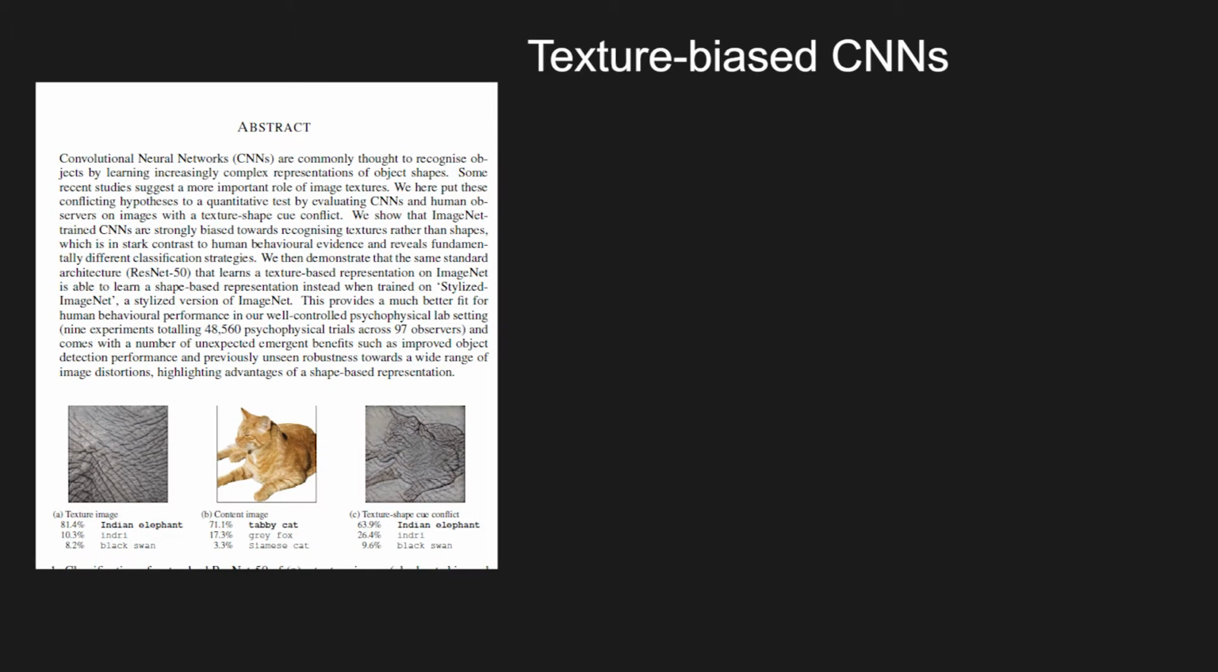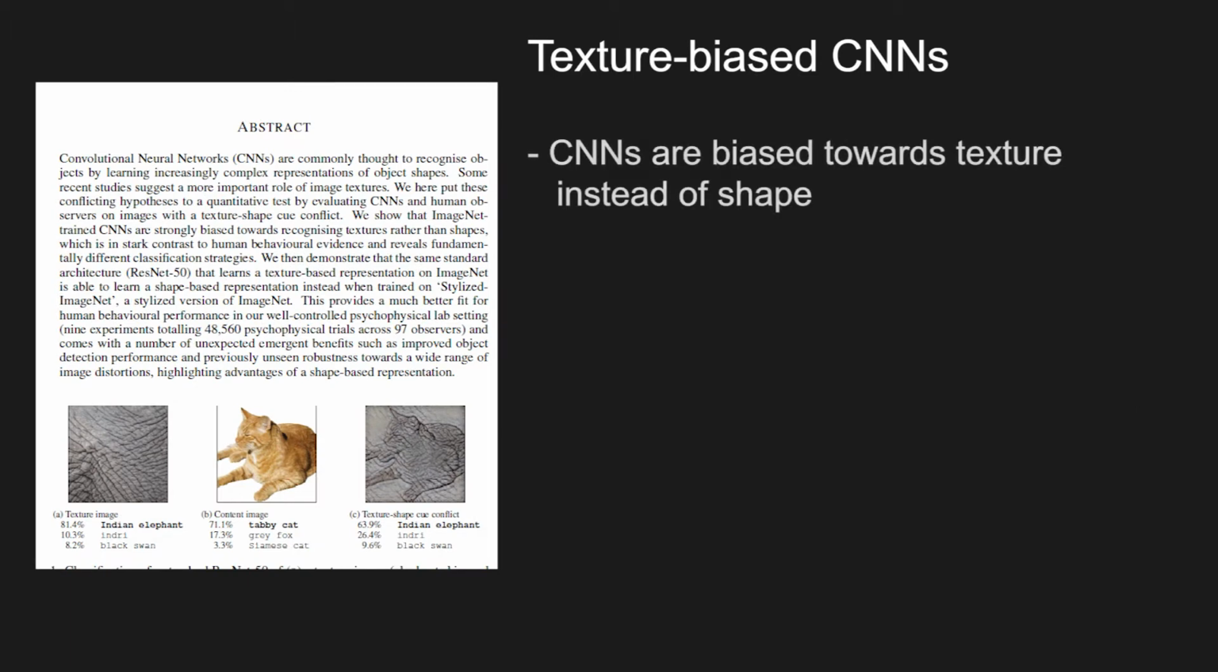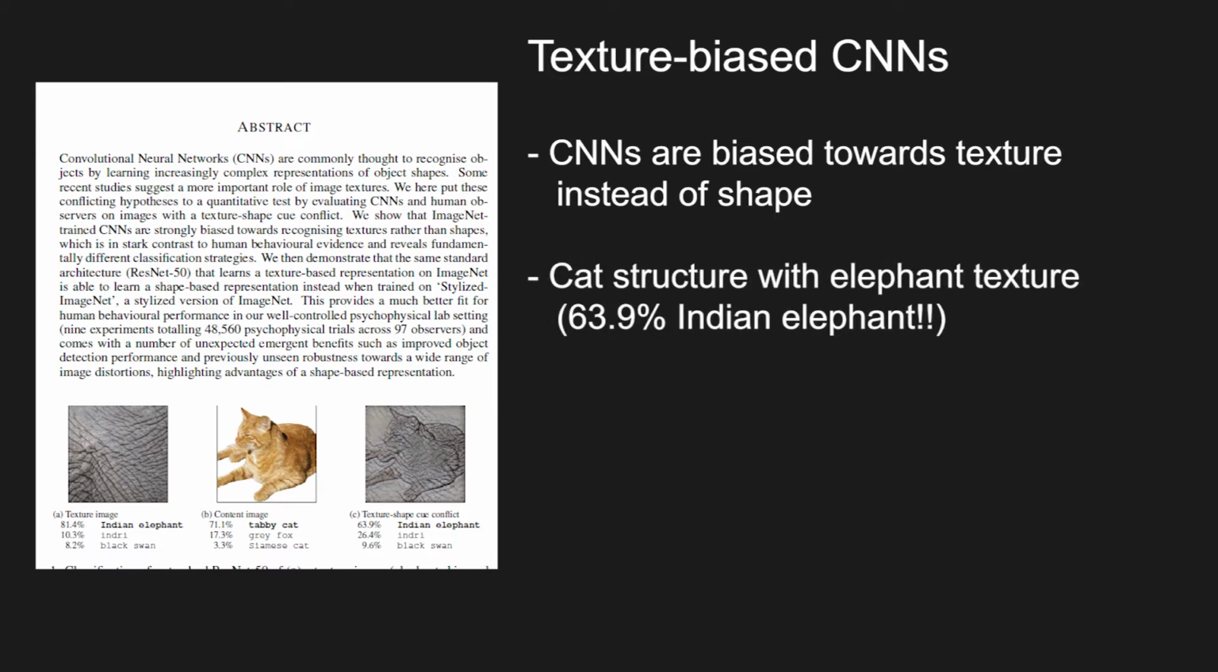One of the intriguing properties of CNN is its texture bias, meaning CNNs are biased towards texture instead of shape. Recent works reveal that CNN models rely more on textures than structural information. For example, given an image with a cat's shape with an elephant's texture, the model tends to classify the image as an elephant instead of a cat.